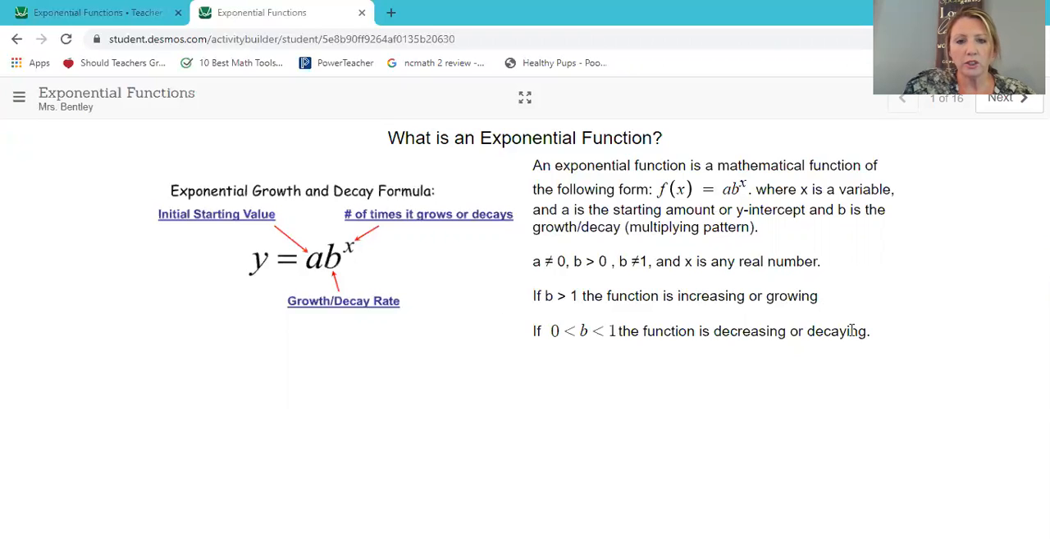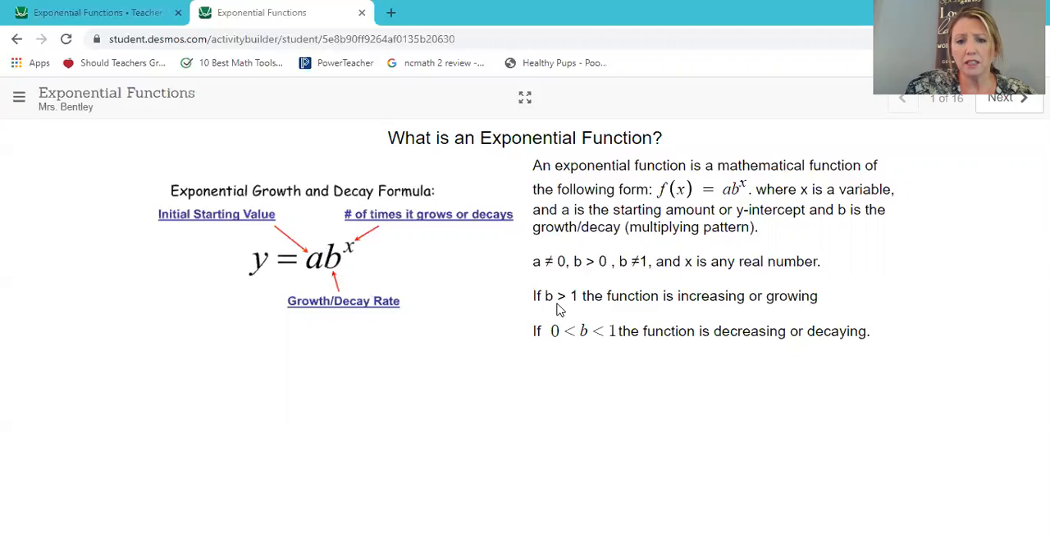A, right here in the equation, I've also included a picture here. The A is always going to be your initial starting value. So on a graph, that's going to be your y-intercept. B is going to be your growth or decay factor. So what I mean by that, there's some restrictions here for us.